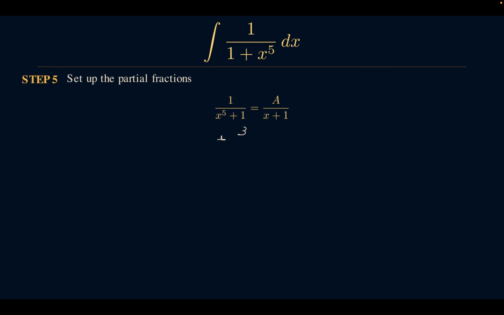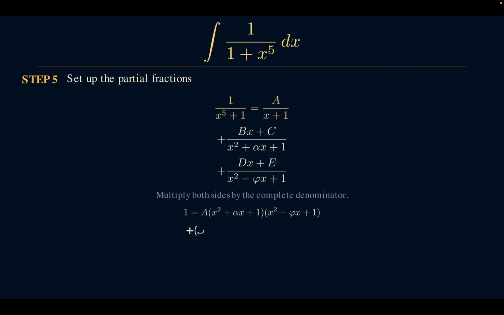So now we need to do the partial fractions. We're gonna assume our ansatz of 1 over x to the 5 plus 1 that can be written as the sum of a over x plus 1 plus bx plus c over x squared plus alpha x plus 1 plus dx plus e over x squared minus phi x plus 1.